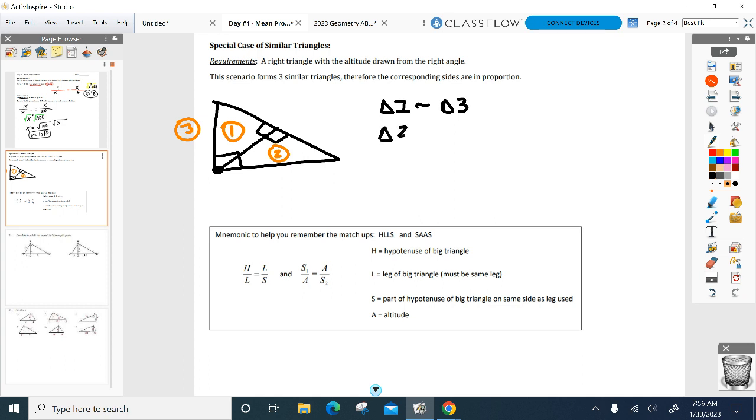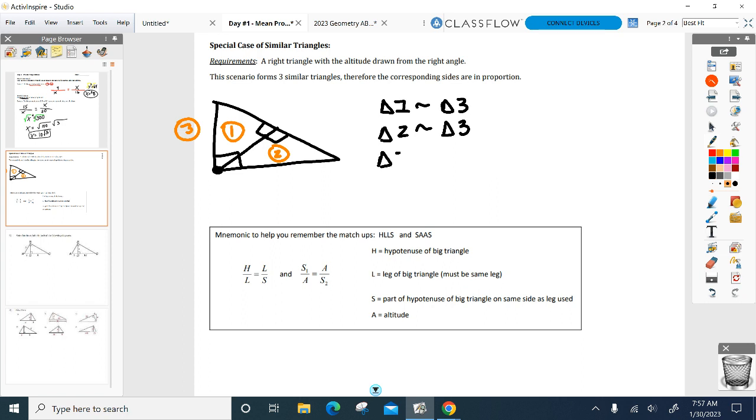Let's compare triangle 2 to the big one, triangle 3. Compare those. They both have what type of angle again? A right angle. And do they share an angle? Yeah, this bottom one right here. So again, by angle, angle, 2 and 3 are also similar. So 1 is similar to 3 and so is 2.